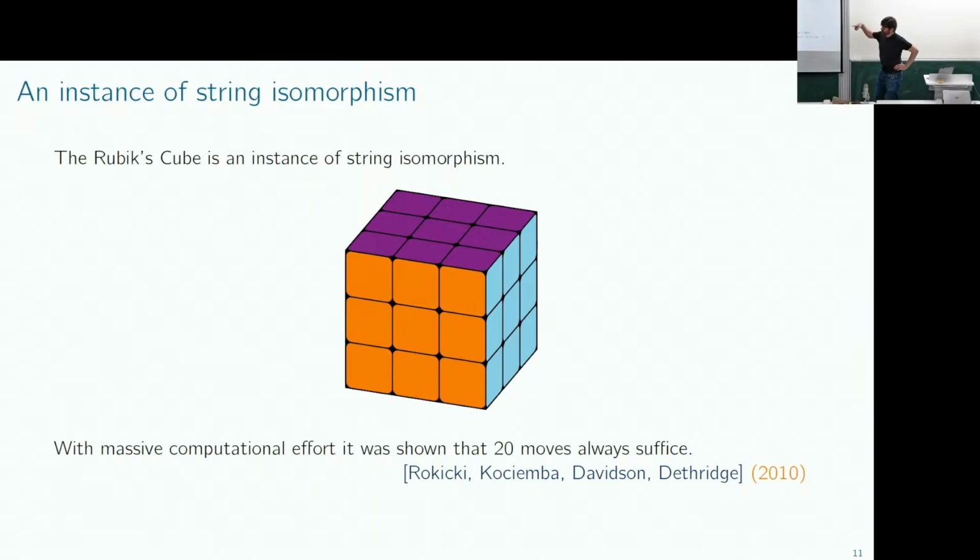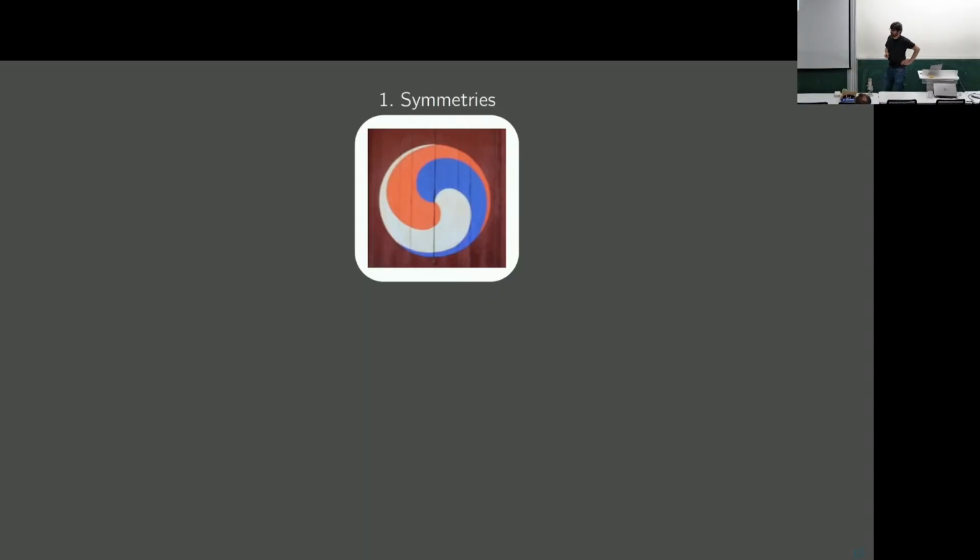Anyway, so the string isomorphism problem is basically for general kinds of problems to solve this. And this is what Babai's algorithm solves in quasi-polynomial time. That's what I wanted to say about symmetries. Do you guys have any questions about symmetries?